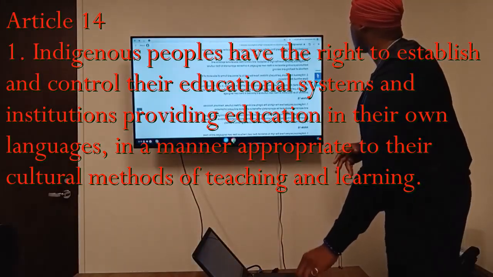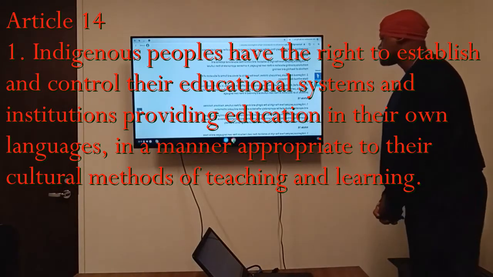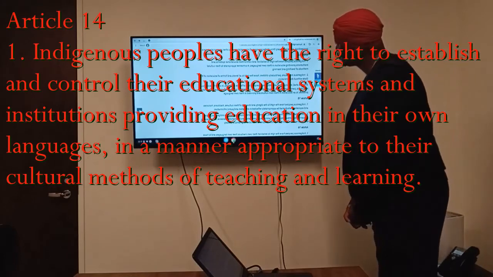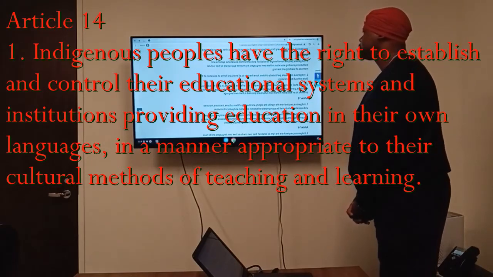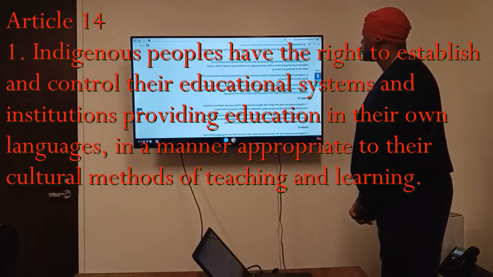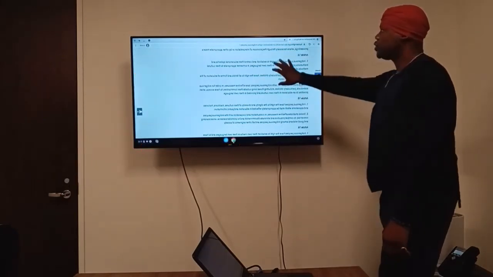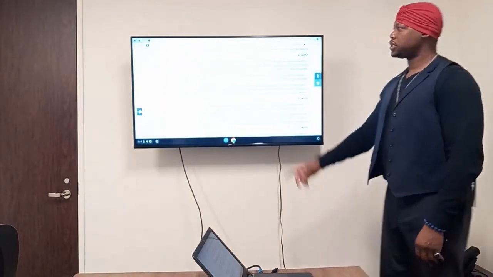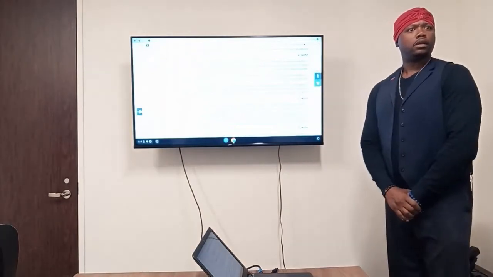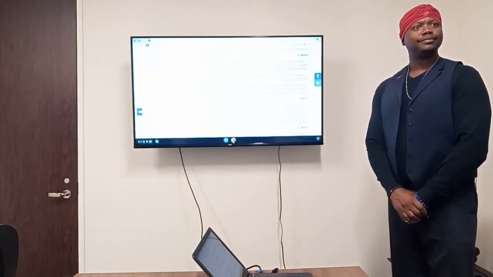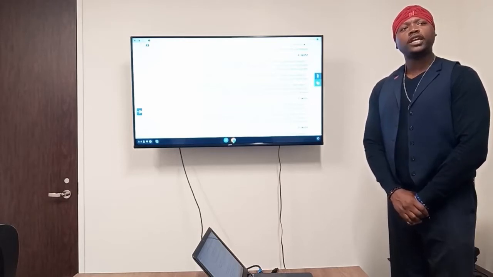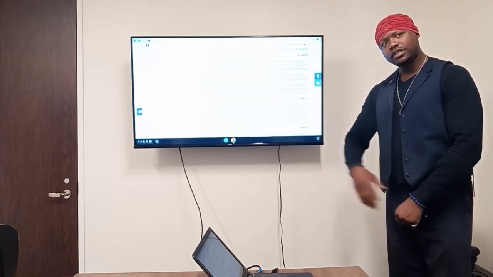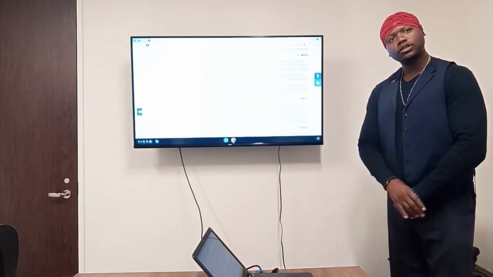Article 14, Number 1. Indigenous peoples have the right to establish and control their educational systems and institutions providing education in their own languages in a manner appropriate to their cultural methods of teaching and learning. Okay, so if we decide to teach our children from home, there's nothing wrong with that. You got the right to. They stated right there. But you can't do that under the auspices of black, because they already know you're dead in the eyes of the law. No, that child's got to go to school because you're black.